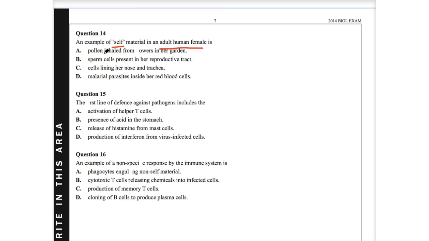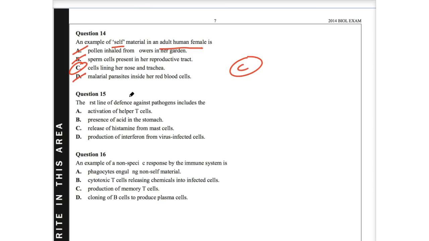Pollen inhaled from flowers in her garden. Well, that's clearly coming from something else, so it can't be A. Sperm cells present in her reproductive tract due to sexual reproduction. We know sperm cells come from males, not females. We get rid of B. Cells lining her nose and trachea. That belongs to her, so C looks to be the right one. And malarial parasites inside her red blood cells, looking at pathogens and foreign material. That is not hers. That is not D. Therefore, C is correct. Question 15.